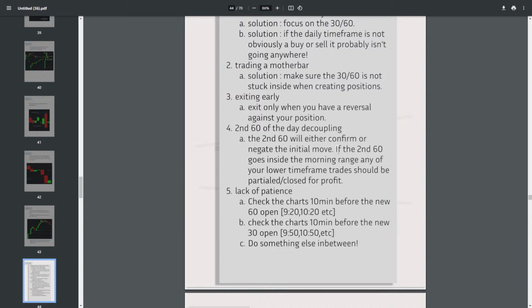So let's say the second 60 goes inside the morning range. Any of your lower time frame trades within that first 60 of the day, you would want to reduce or partial. At the worst, you would close the position. Because once that second 60 does not follow through with whatever the morning move was doing, now you have to see where that inside bar on the 60 goes. If it's very bright green or bright red when that occurs, you can keep open positions, but you have to be extremely aware that the second 60 is not confirming what you know to be true.